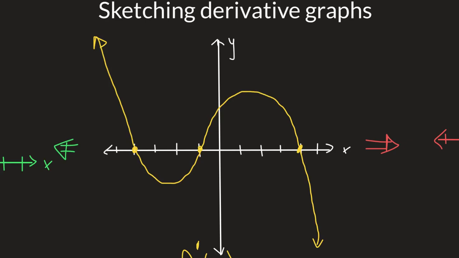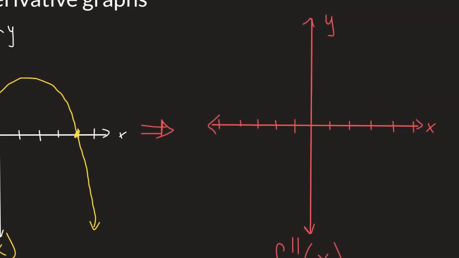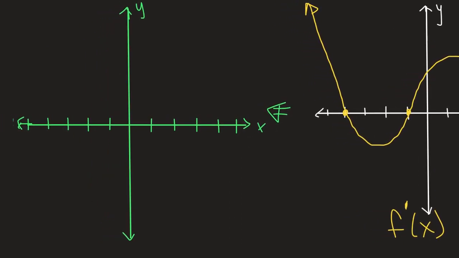Okay, in this video we talk about f prime, sketching over to f double prime, the derivative of the first derivative, the second derivative, and then we're going to come back and associate it with the original function, which in this case is called f.